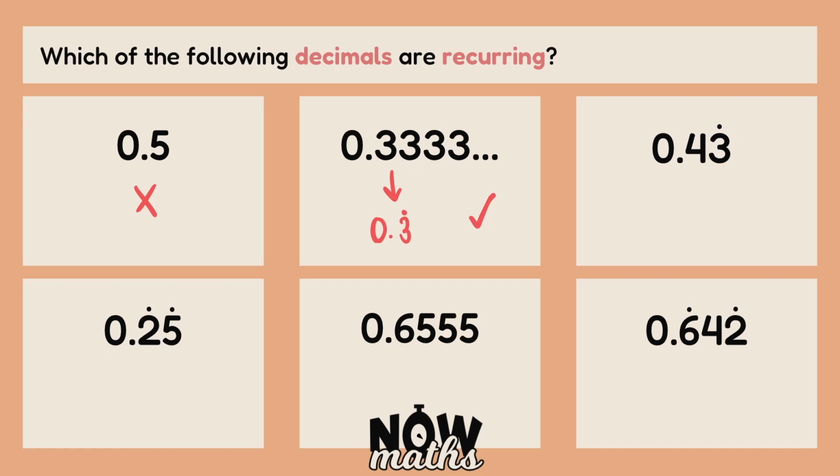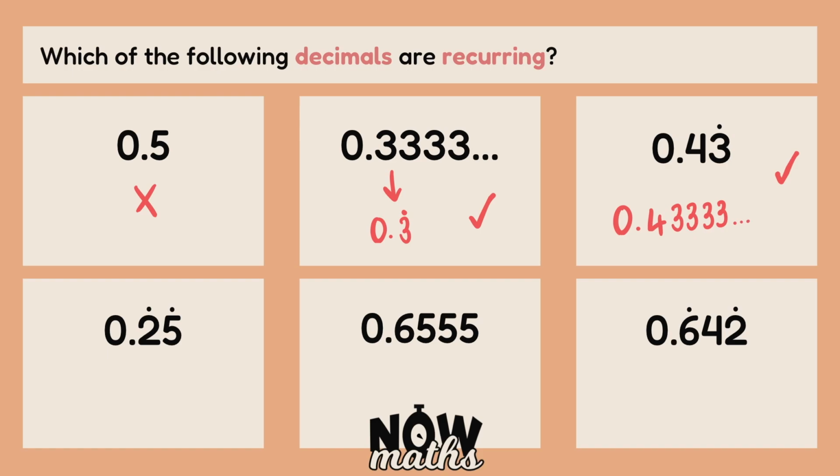For our next decimal, we have 0.43 and we have the little recurring dot above the 3. So this is definitely a recurring decimal. And because the dot is only above the second digit after the decimal point, it is only that digit that repeats. So this decimal would look like 0.4333, and again, this goes on infinitely.